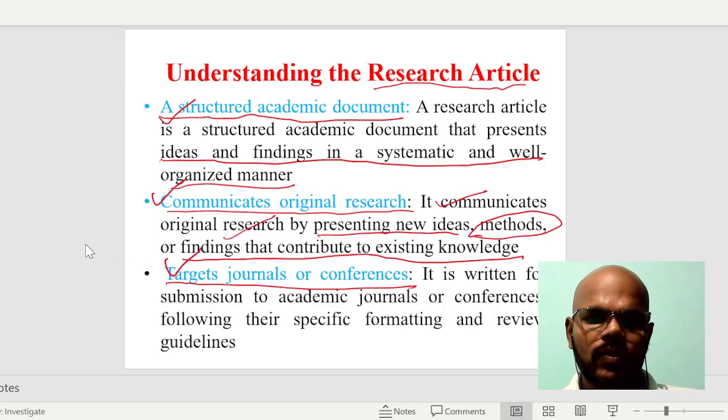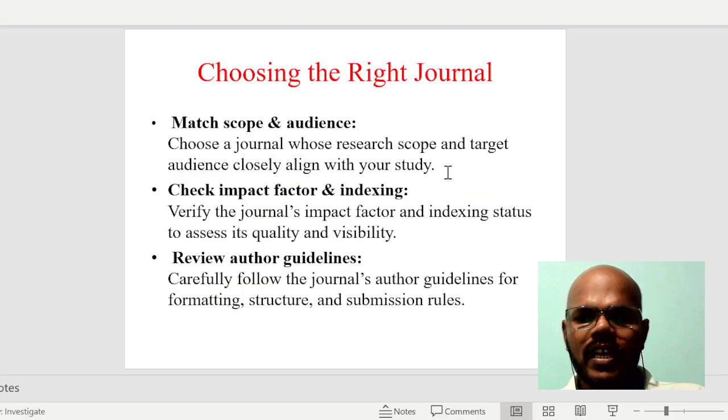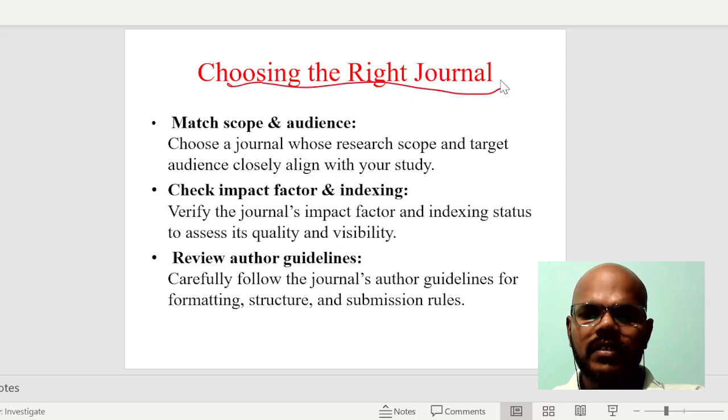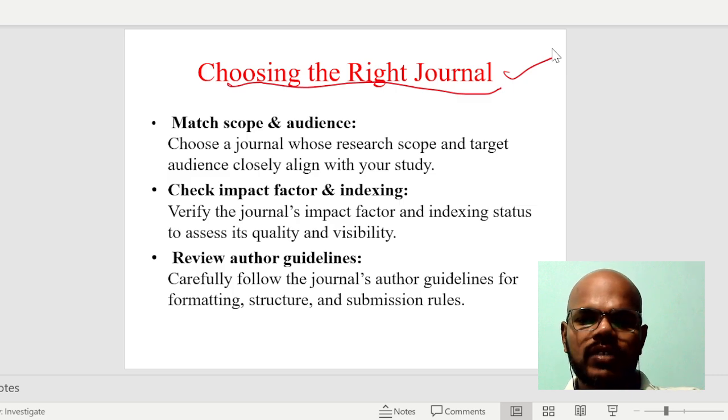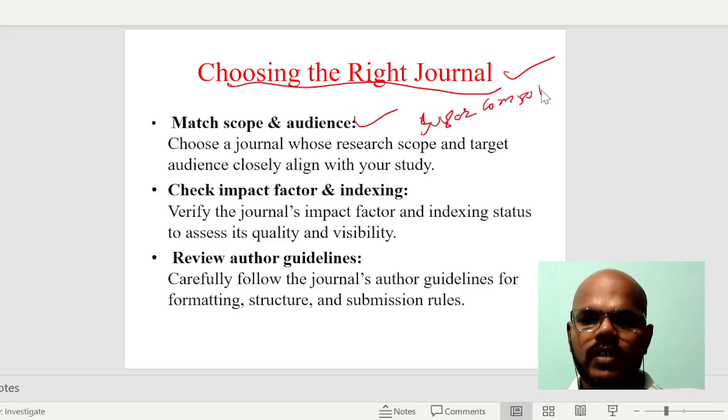Next, choosing the right journal. Choosing the right journal is one of the key aspects before writing any research article. What are the major factors influencing the choice of the right journal? This is also a good aspect to publish any paper. First, match the scope and audience. For example, you take any journal, say the supercomputing journal.